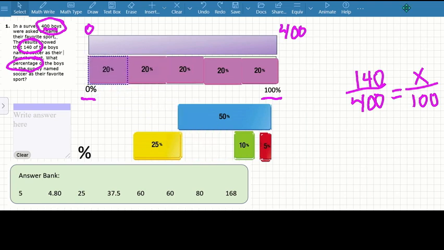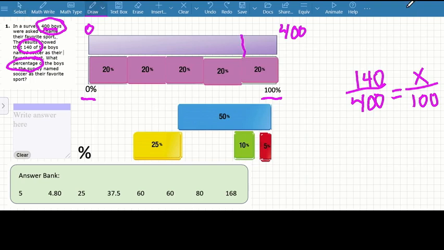Now when I count how many I've added, you can see I have 1, 2, 3, 4, and 5. If I divide 5 into 100, I get 20% increments. I need to do the same with the 400, so I'm going to draw that. I have 5 sections up here, and if I divide 5 into 400, each of those sections is now worth 80. So for every 20%, I have 80 actual students.